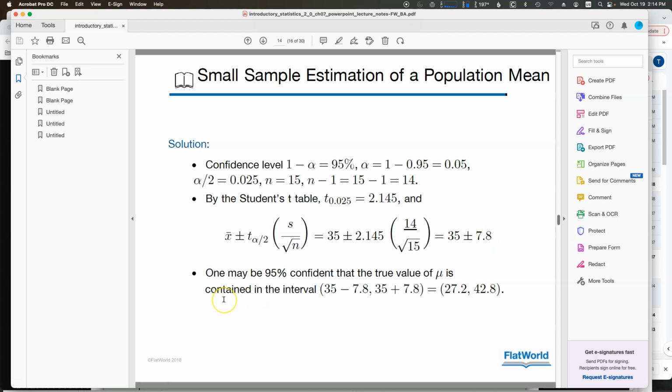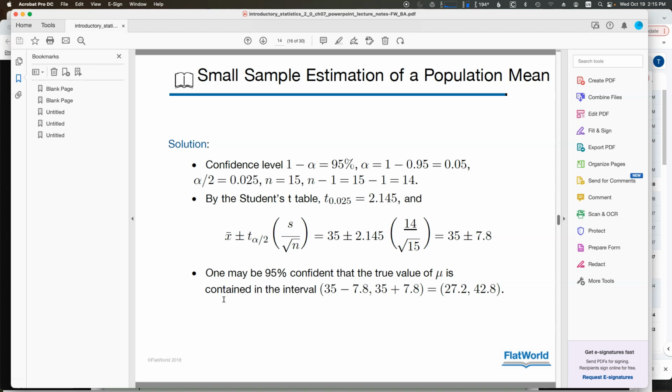So what we know, as this last statement says, going through all that work, is that we have 95% confidence that the population mean, which we don't know, is going to deviate 7.8 from the sample mean of 35. So you need to calculate both sides. You could do 35 minus 7.8 and see that the low end of that 95% confidence interval is 27.2. And then you could add the 7.8 and see that 42.8 would be the upper end of that 95% confidence level for the population mean.